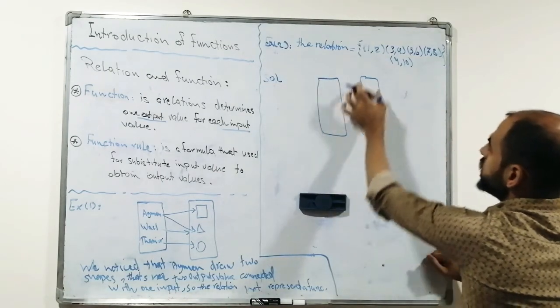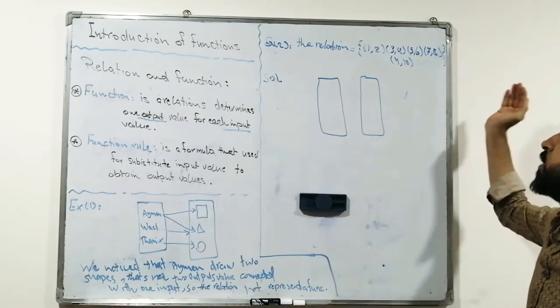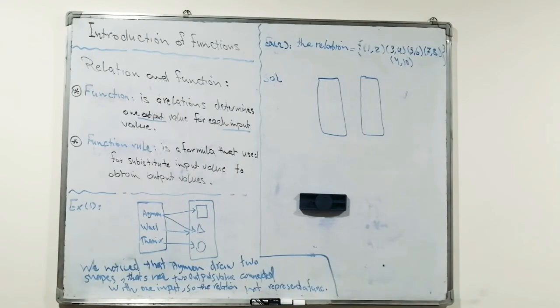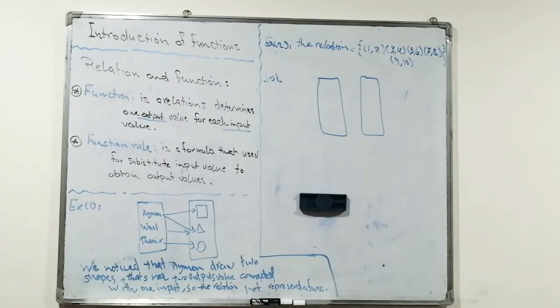Here we have the inputs and the outputs. The x part from the ordered pair represents the input values, and the y part from the ordered pair represents the output values.